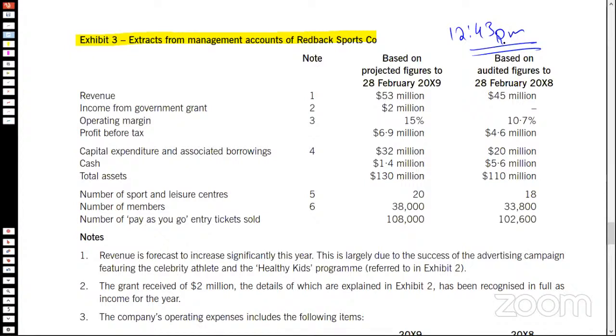Remember, you have the financial data available here. So when you have the financial data, you have to perform the analytical procedures also. You have 5 minutes, go through exhibit 3, and try to see what could be the risks of material misstatement here.